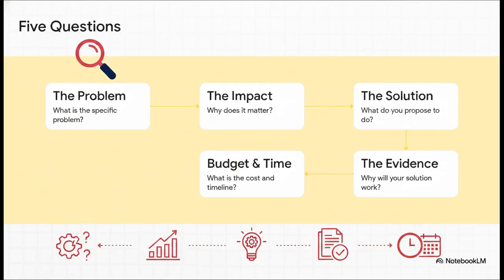To satisfy that skeptical decision maker, your proposal has to answer 5 distinct questions, and they need to be in the exact order they naturally pop up in a person's mind. Number 1, what is the specific problem? 2, why does it matter? 3, what do you actually propose to do? 4, why will your solution work? And finally, number 5, what will it cost and how long will it take?